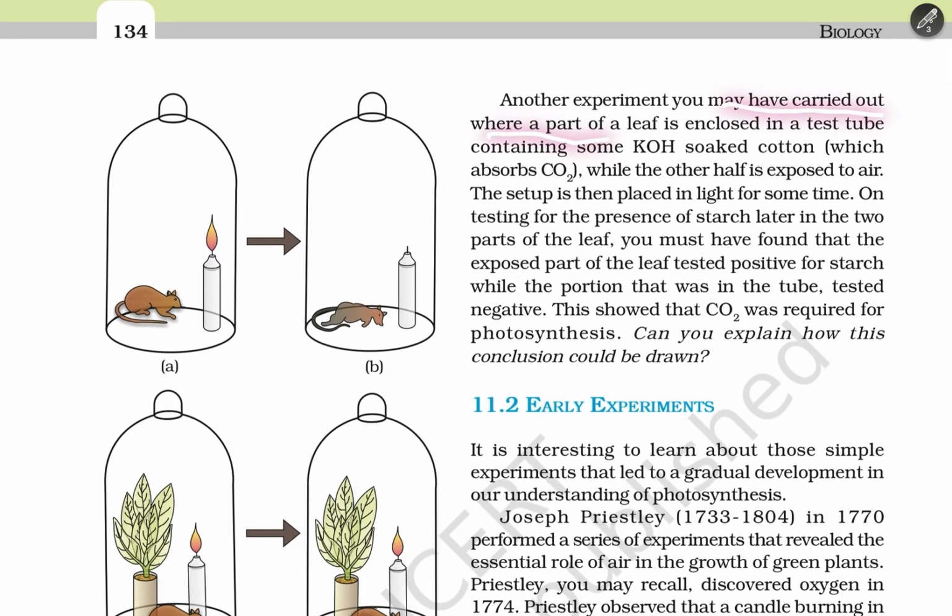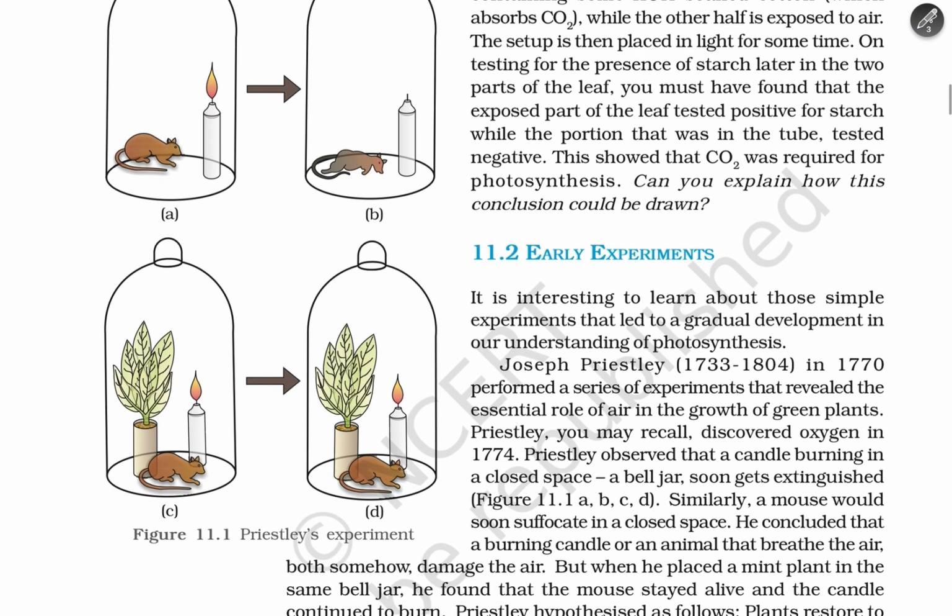Another experiment you have carried out is where part of a leaf is enclosed in a test tube containing KOH soaked cotton, which absorbs carbon dioxide, while the other half is exposed to air. The setup is then placed in light for some time. On testing for the presence of starch later in the two parts of the leaf, you found that the exposed part of the leaf tested positive for starch, while the portion that was in the tube tested negative. This shows that carbon dioxide was required for photosynthesis. Can you explain the reason and the conclusion drawn?